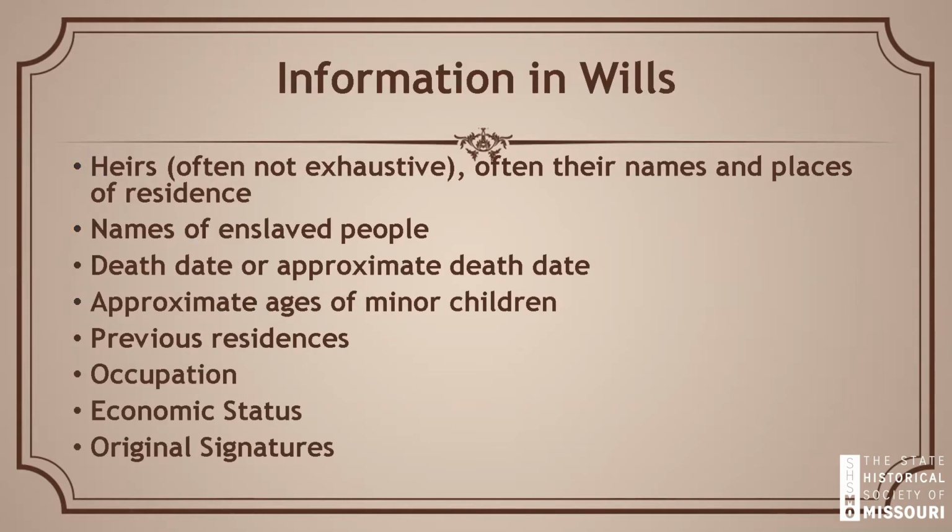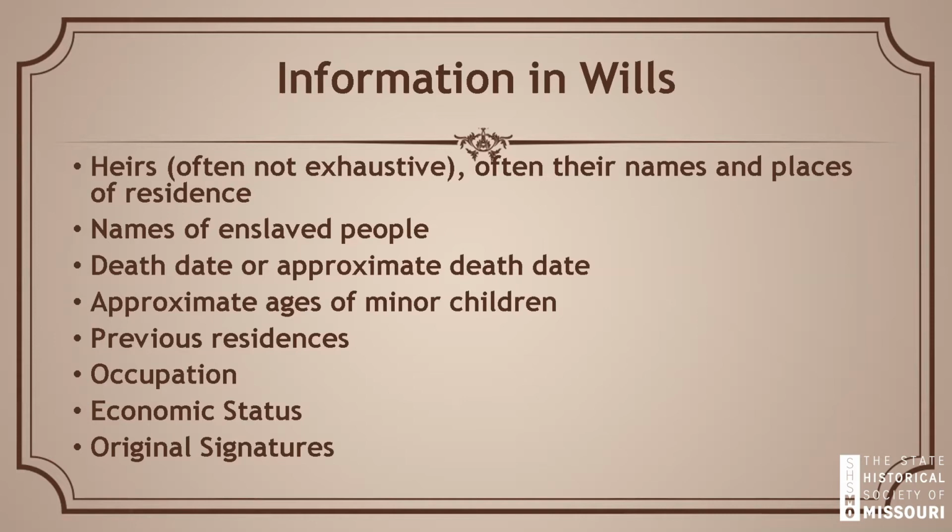What information do you get in wills? Well, oftentimes heirs, but keep in mind that does not have to be exhaustive. There are all sorts of examples of people who had heirs who are not mentioned in wills. Oftentimes, their names and places of residence. So my daughter, Mary, wife of John Smith, who lives in such and such county, Ohio. If you're lucky. Sometimes they'll just mention the name and you don't know really where they were. Names of enslaved people may be in wills. And again, typically just the given name of the slave.